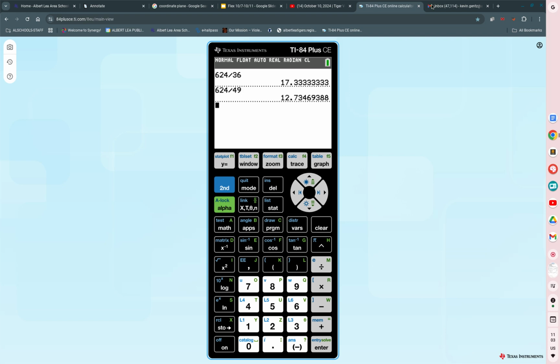9, 624 divided by 64. No. I try 8, but 8's not a perfect square. It is divisible by none other than 16. Nice. Goes in 39 times. Okay.